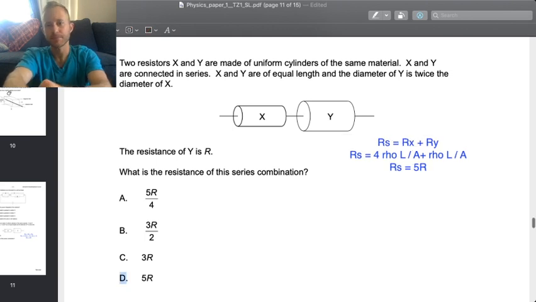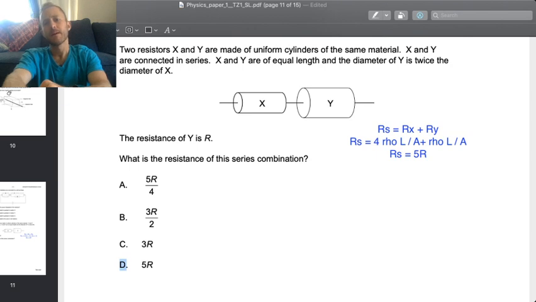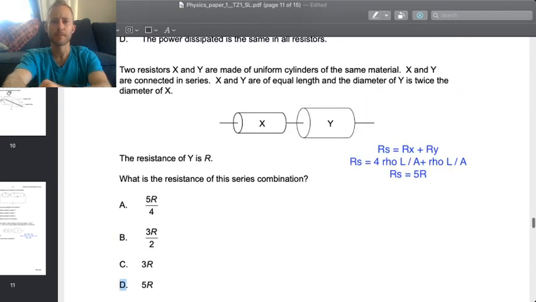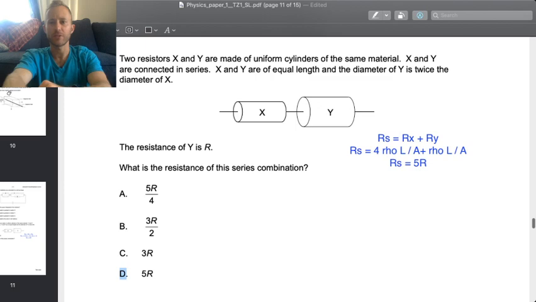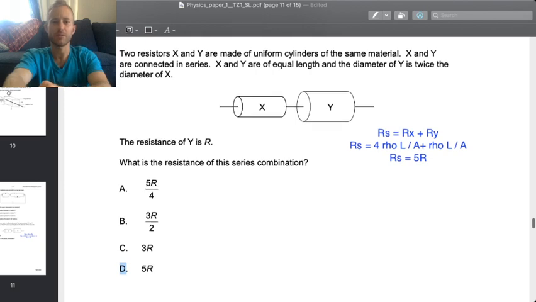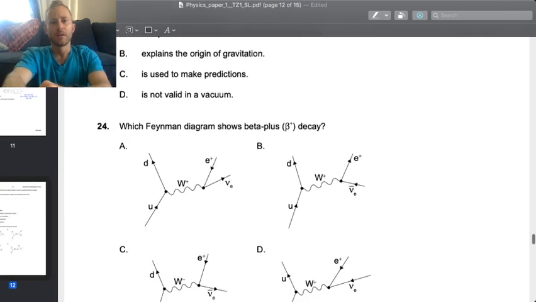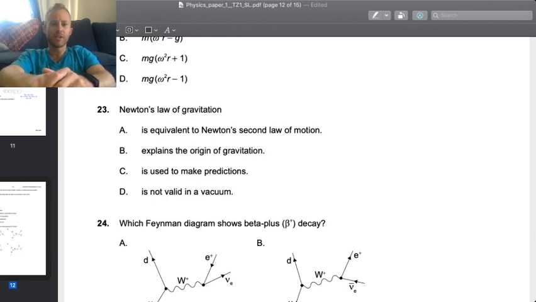All right? And they both had equal lengths, so I didn't have to worry about the length changing between them. Question 3. Newton's law of gravitation is equivalent to Newton's second law of motion? Nope.